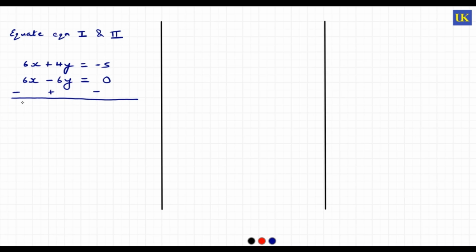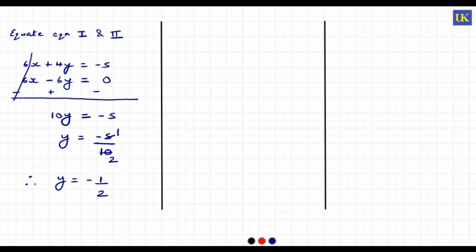Now here we will cancel this, then here it will become 10y is equal to, leave the 0, so it is minus 5. Then y is equal to minus 5 by 10. So 5 ones are 5, 5 twos are 10. So y is equal to minus 1 by 2.